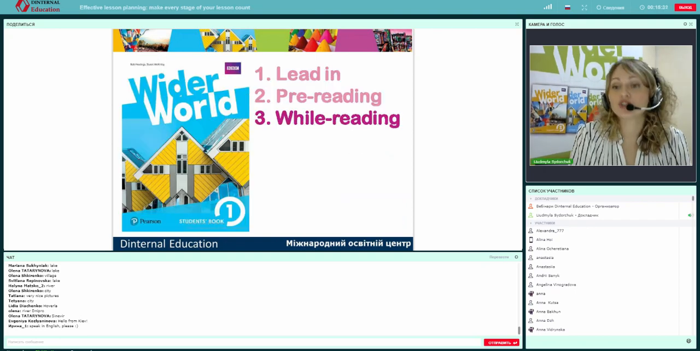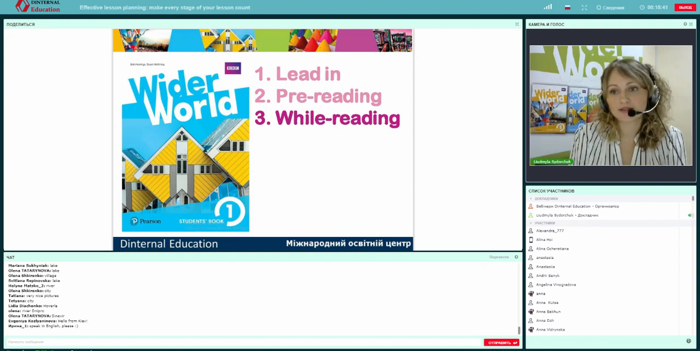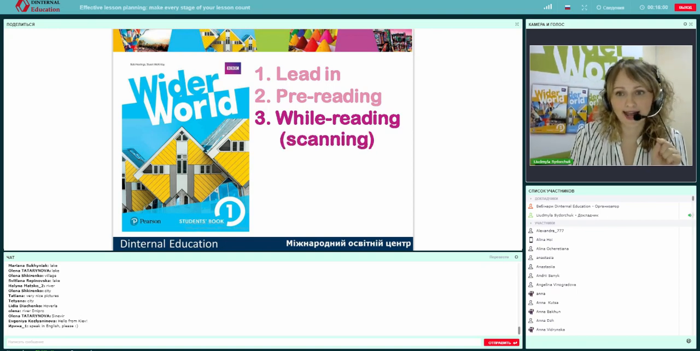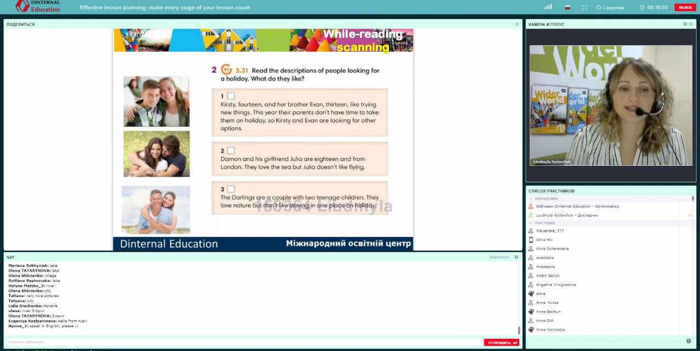And the next stage in a reading lesson, probably the most important, will be a while-reading stage. And it's very important to read actually at the reading lesson, because this is where we're going to accomplish our aim, which we put at the very beginning of the lesson. In Wider World, there are always at least 2 tasks to develop 2 types of reading skills. And here in this lesson, the first one that we're going to develop is scanning. And here is the task.